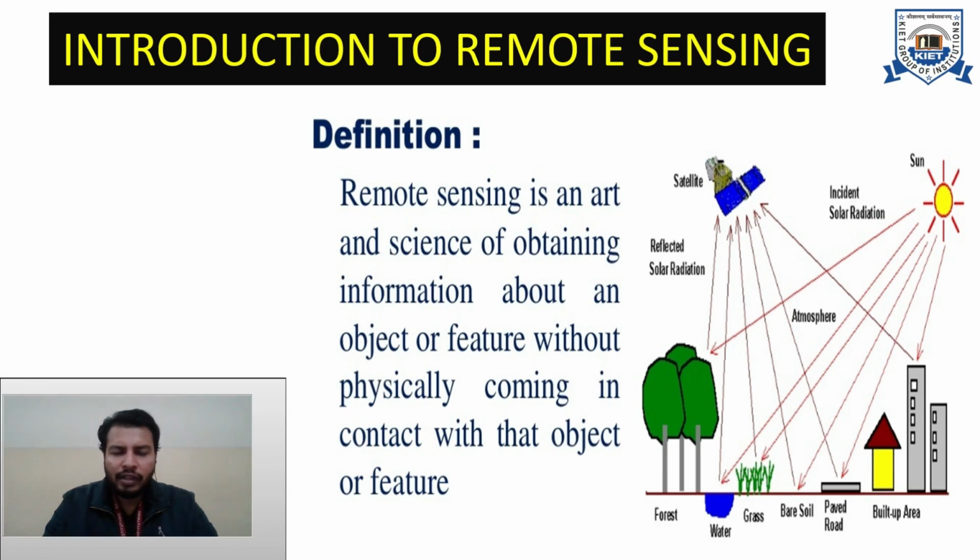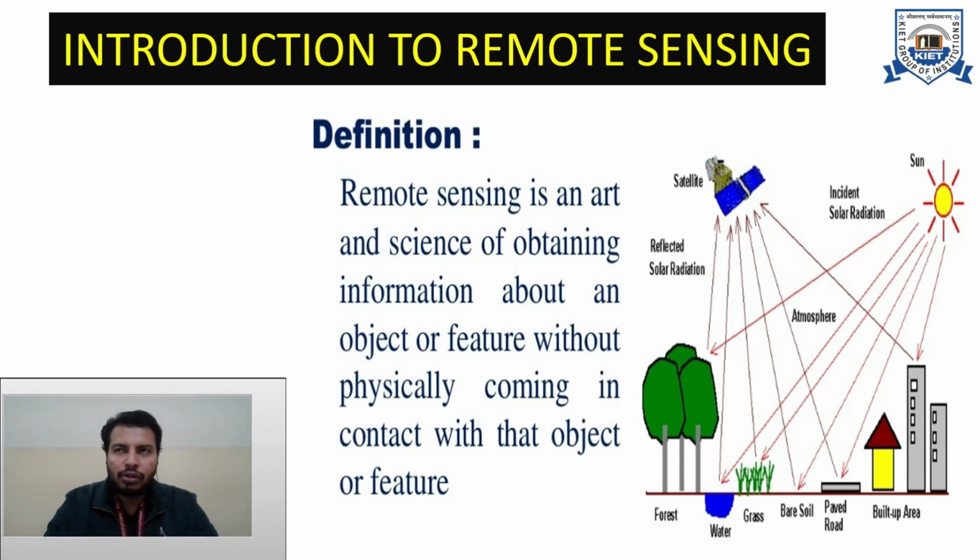So let's just take an example. I am able to see objects around me just because of my eyes, but I am not physically touching them. Still I can have some image form in my mind. I can visualize its shape, I can visualize its size. So it is a type of technique in which I'm not in physical contact with the object, still I'm able to obtain some information out of it.